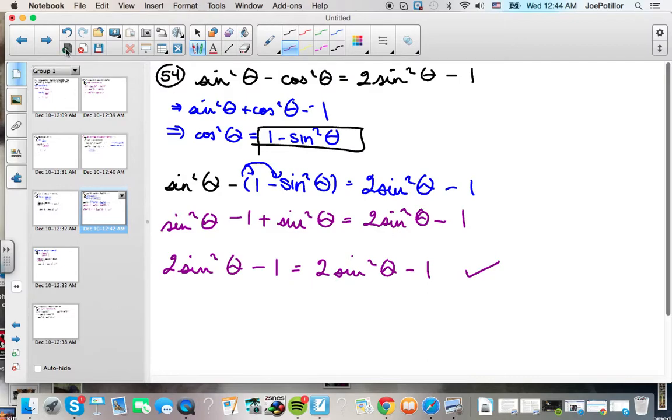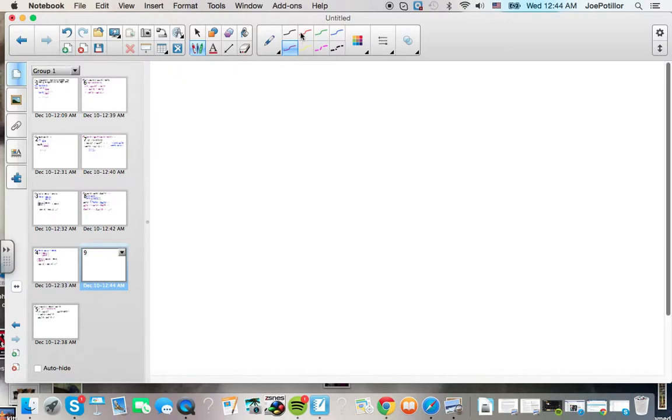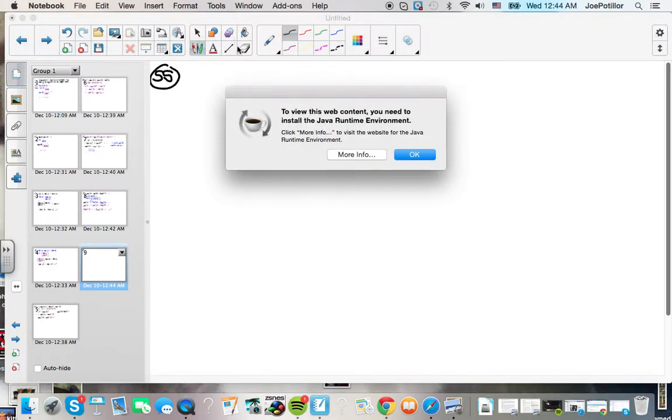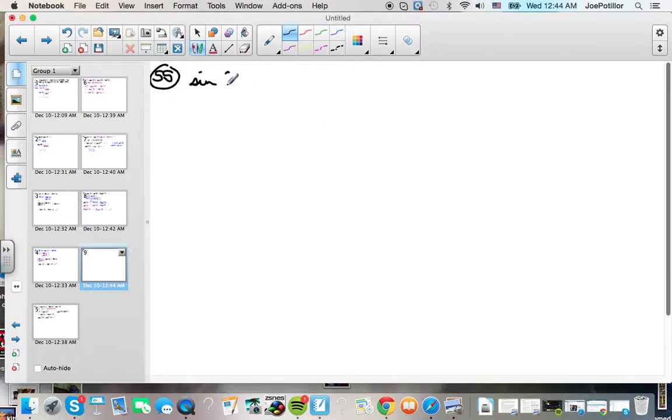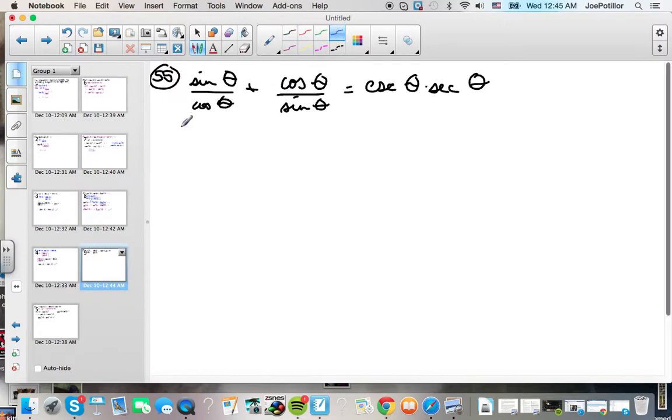Last two problems, on to 55. So for 55, we have sine over cosine plus cosine over sine is equal to cosecant theta times secant of theta. Alright, so in this situation we have an algebra problem where, recall that a over b plus c over d is equal to ad plus bc over b times d. So we're going to use that property here.